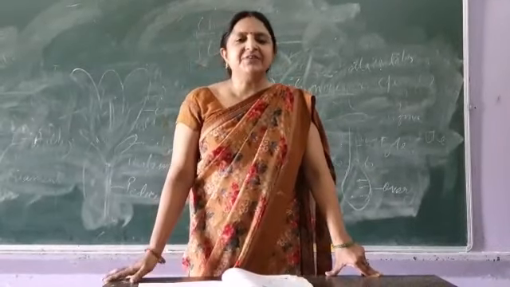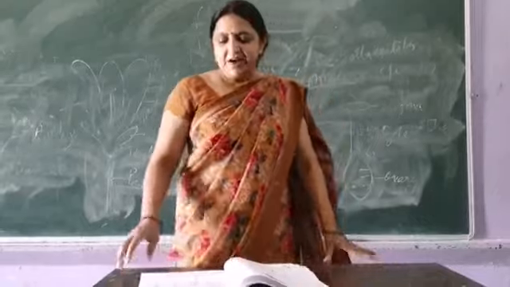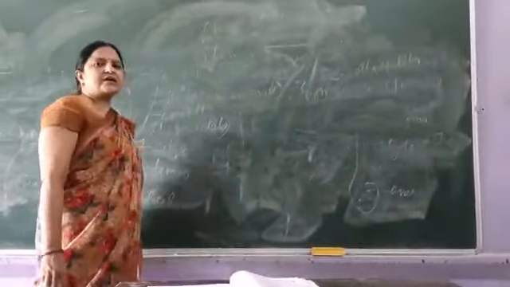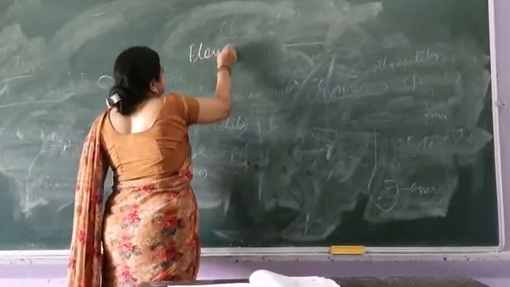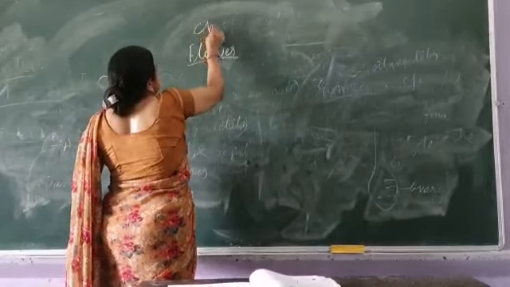Today we will start with our half-yearly course. The first chapter of our half-yearly course is flower. It is chapter 4.